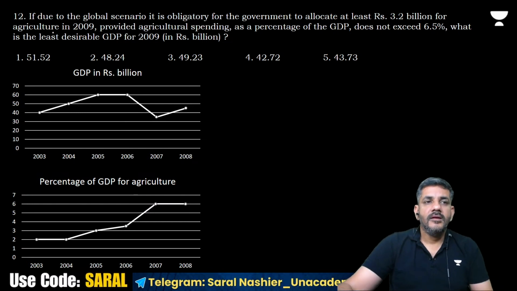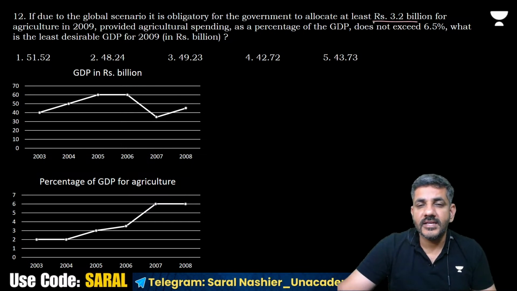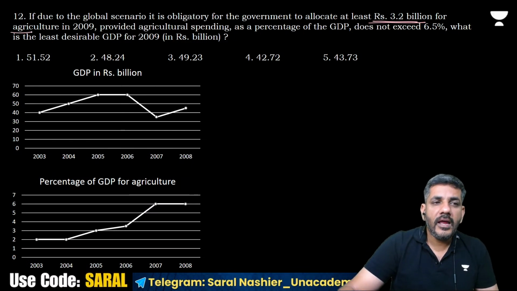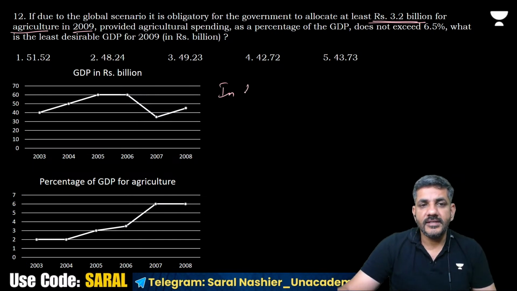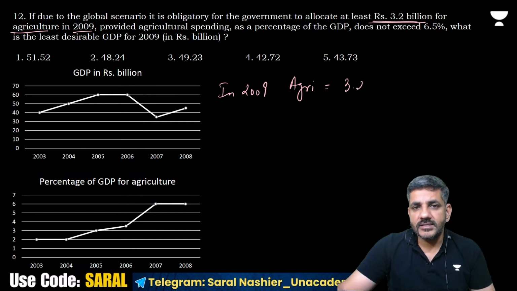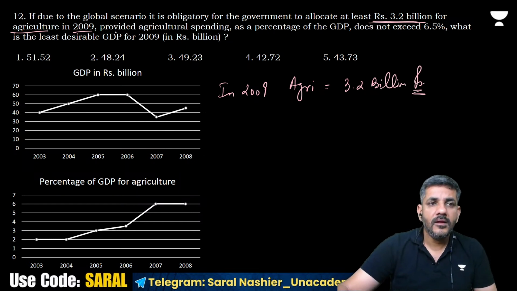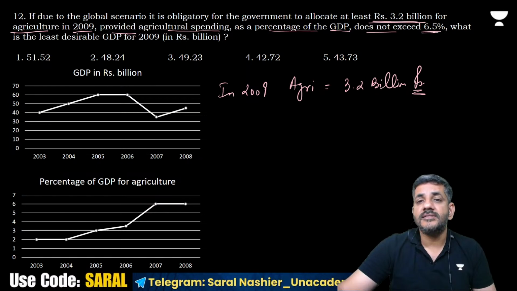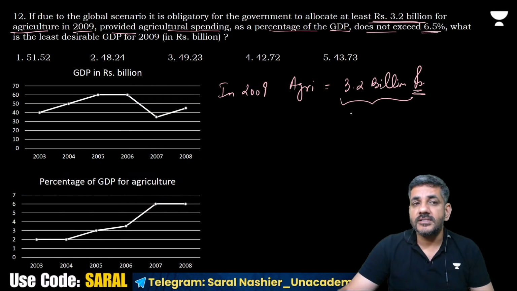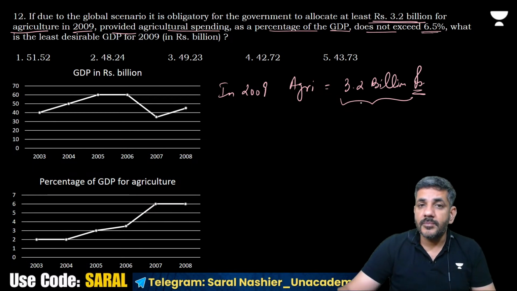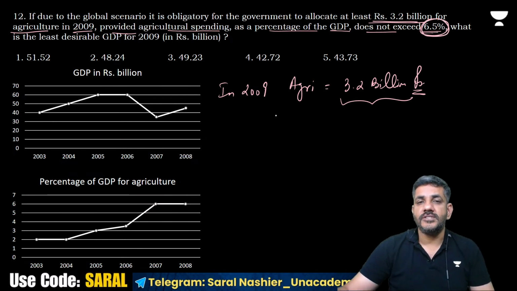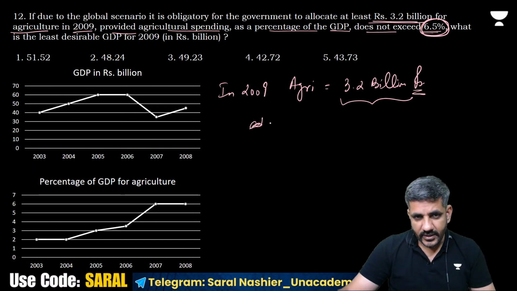Let's start doing it. Due to the global scenario, it is obligatory for the government to allocate at least 3.2 billion rupees for agriculture in 2009. So in 2009, the agriculture sector must get at least 3.2 billion rupees. This is the minimum, provided agriculture spending as a percentage of GDP does not exceed 6.5%. So whatever this amount is, it should not be more than 6.5% of the GDP, maximum 6.5% of the GDP.